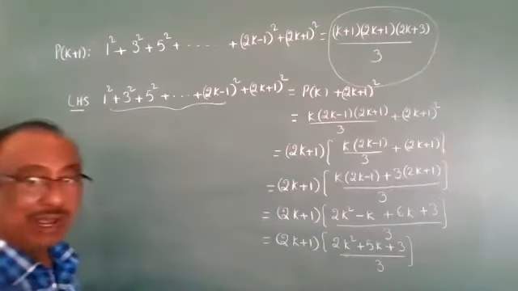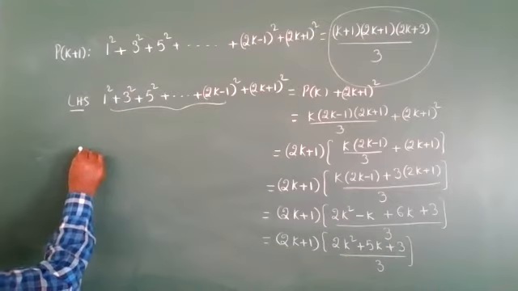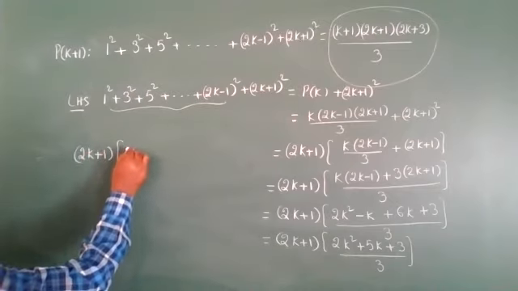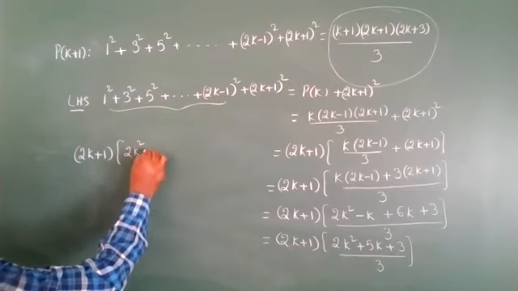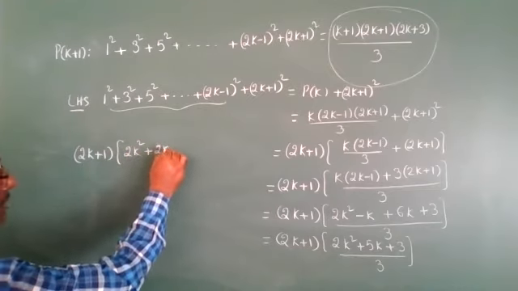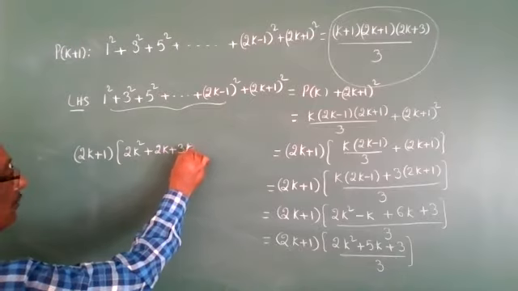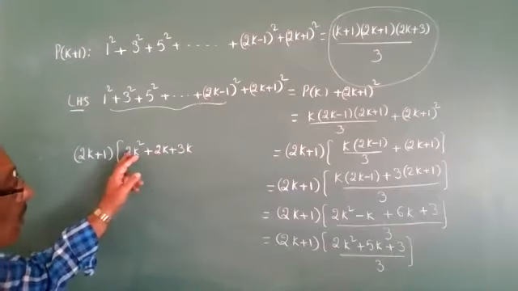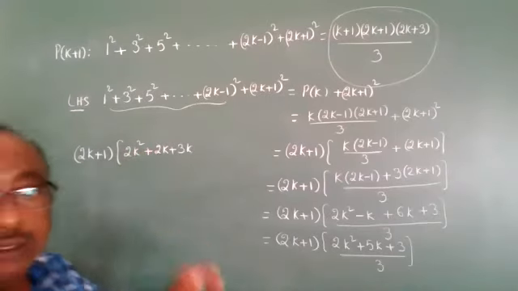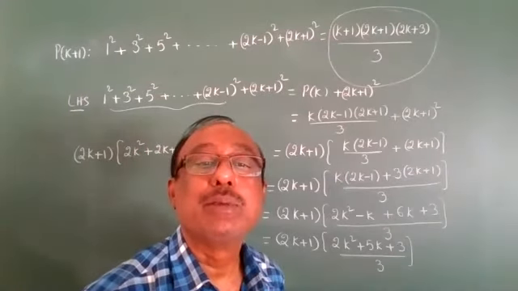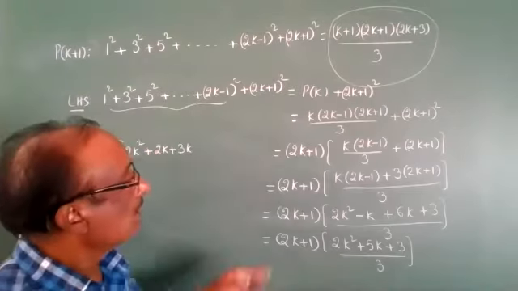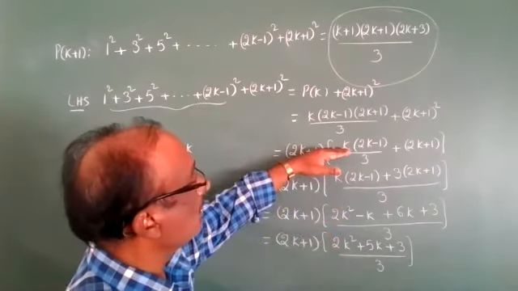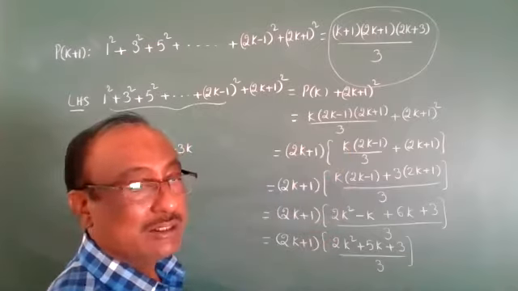See how I am writing the factors. 2k plus 1. First is the 2k square. For the 5k, write 2k plus 3k, taking the common. Sir, please repeat the last 4 steps. What is the last? These are 1, 2, 3, 4. These 4 steps are right.